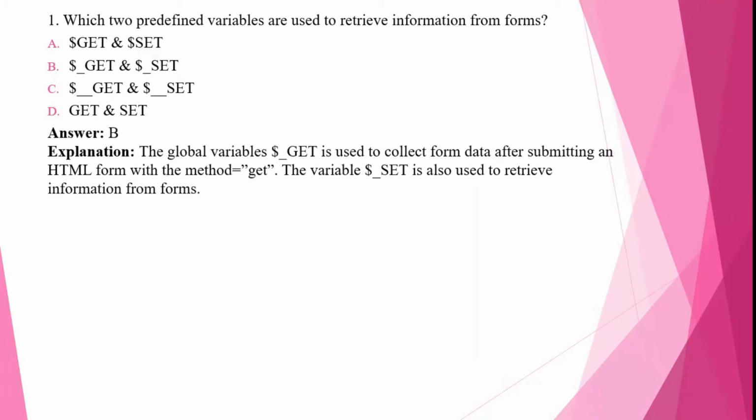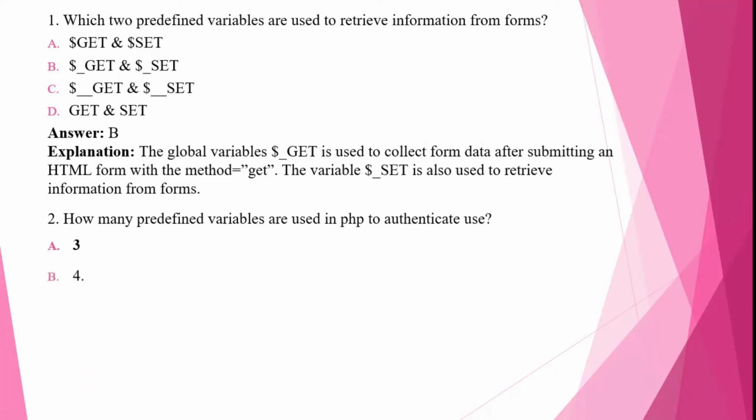The global variable $get is used to collect form data after submitting an HTML form with the method get. The variable $set is used to retrieve information from a form. Next question, how many predefined variables are used in PHP to authenticate a user? First option 3, next one 4, next one 2, and the last one 1. So the right answer is B, that is 4.